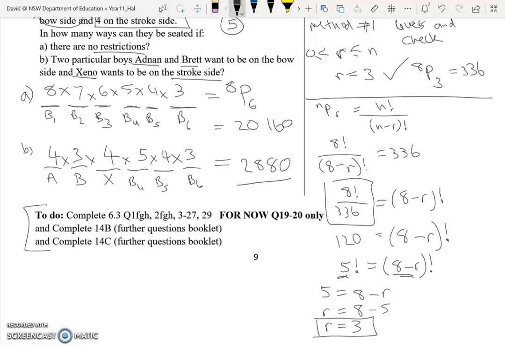Okay, a bit of work to do. Only question 19 and 20 from 6.3. And I want you to do the Cambridge 14B and 14C questions. Some nice challenging ones there. Have fun, and I'll see you in the next video.